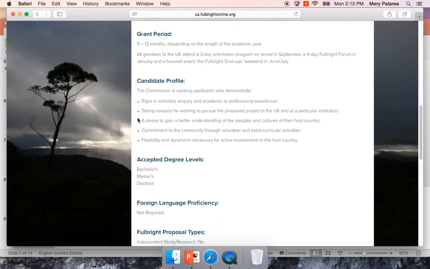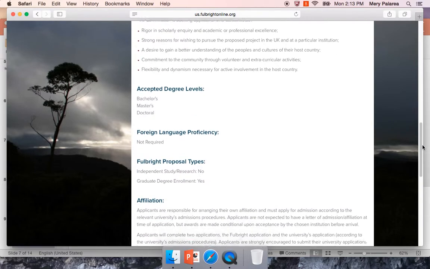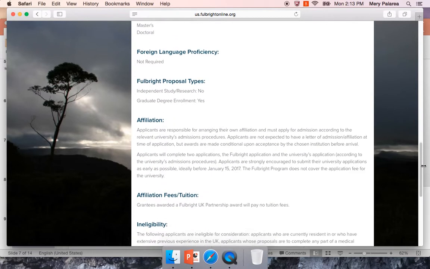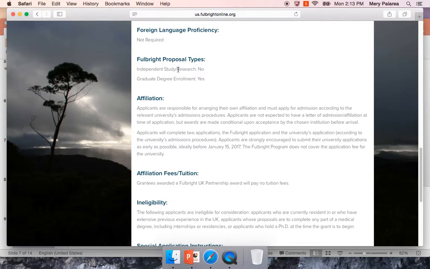These are the types of candidates they're looking for. It doesn't look at particular fields, but rigor in scholarly inquiry and academic and professional excellence. Strong reasons for wishing to pursue the proposed project in the UK and at Cardiff University and nowhere else, etc., etc. No foreign language is required. It's not for independent study research, only graduate degree enrollment.